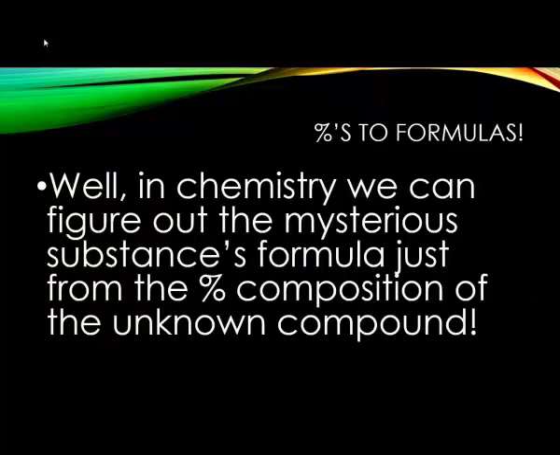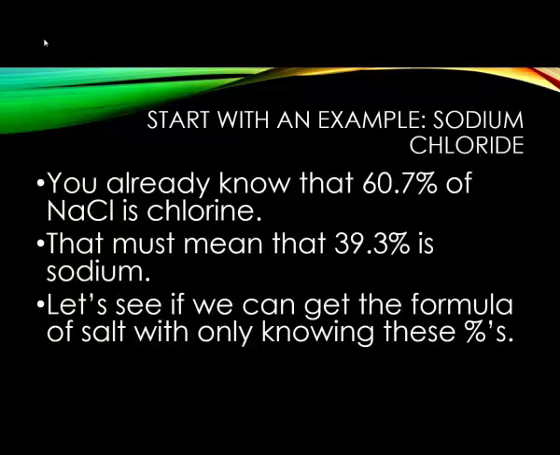So how do we do that? We can figure out the formula just from percent compositions. So let me show you how we do that. You're going to want to start with a simple example. Since we are working with sodium chloride, you already know that 60.7% of sodium chloride is chlorine, and the remaining percent, 39.3, must be sodium. Obviously, when you take 60.7 and you add 39.3, you're going to get 100%.